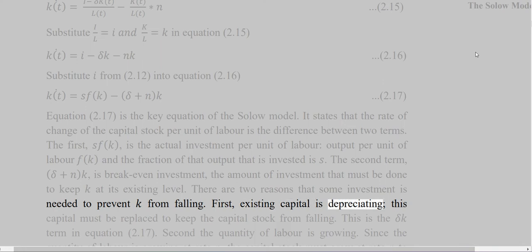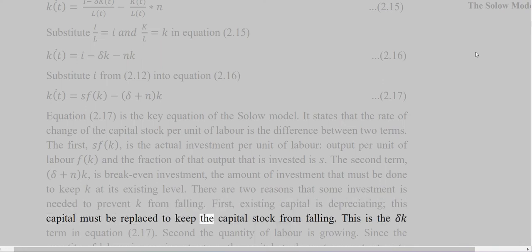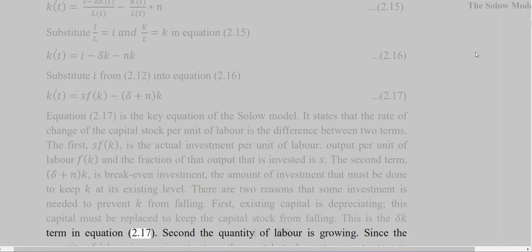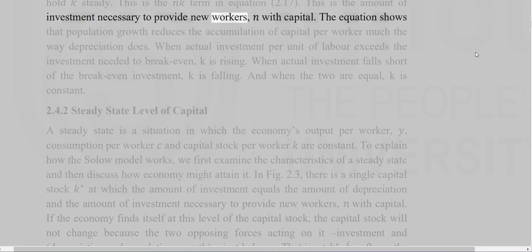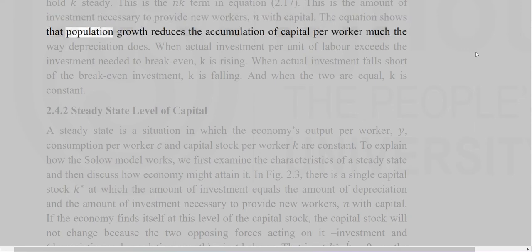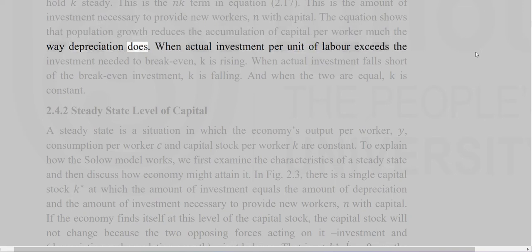First, existing capital is depreciating. This capital must be replaced to keep the capital stock from falling. This is the δk term in equation 2.17. Second, the quantity of labor is growing. Since the quantity of labor is growing at rate n, the capital stock must grow at rate n to hold k steady. This is the nk term in equation 2.17. This is the amount of investment necessary to provide new workers with capital. The equation shows that population growth reduces the accumulation of capital per worker much the way depreciation does.